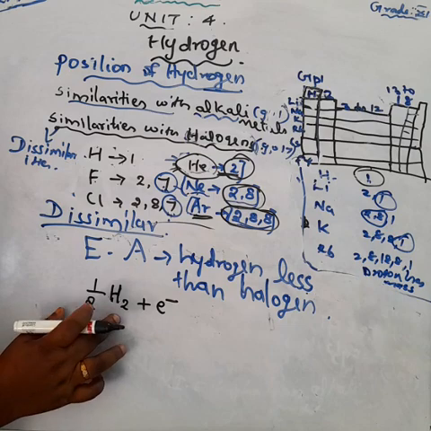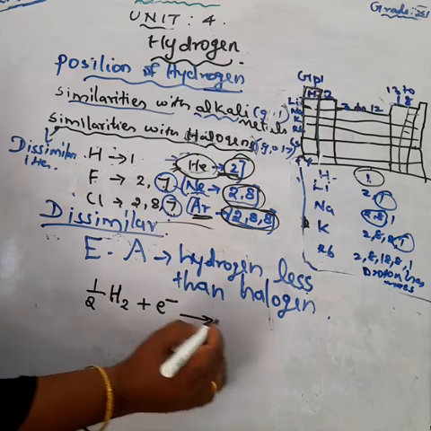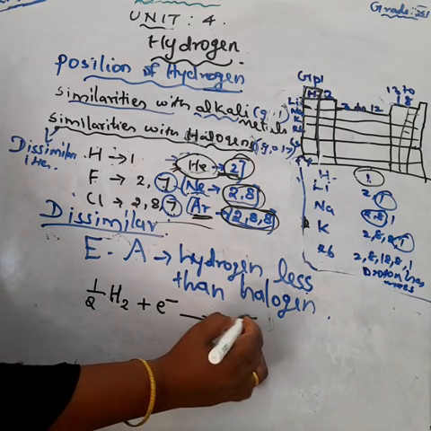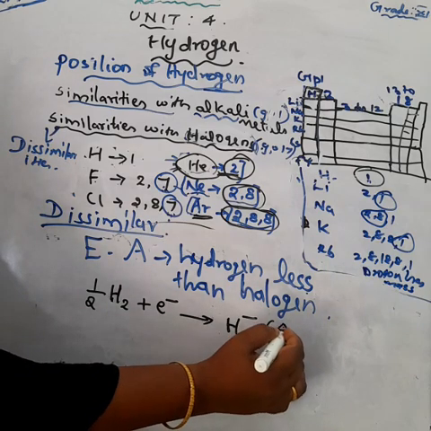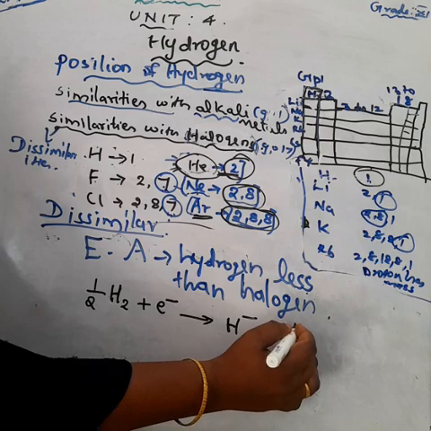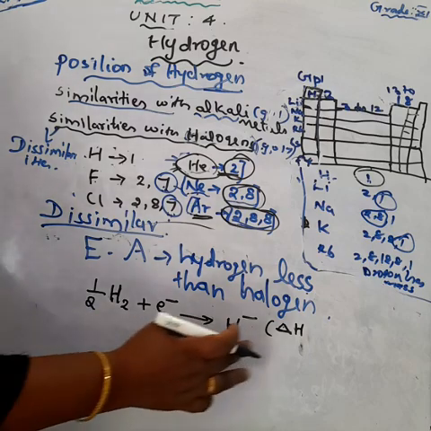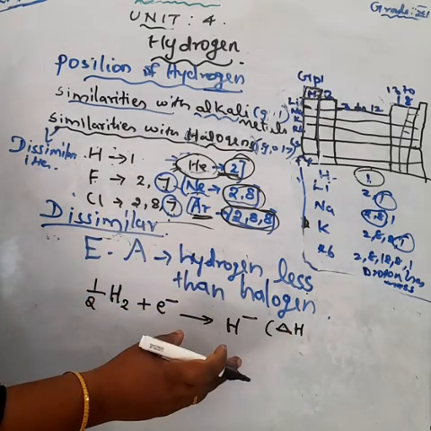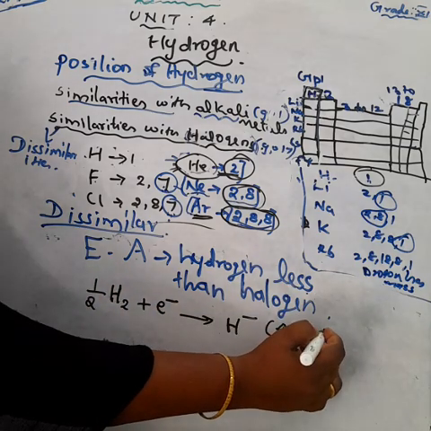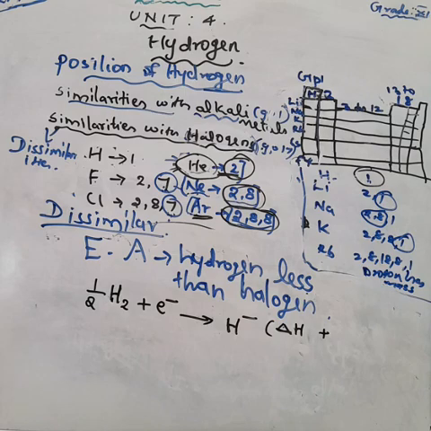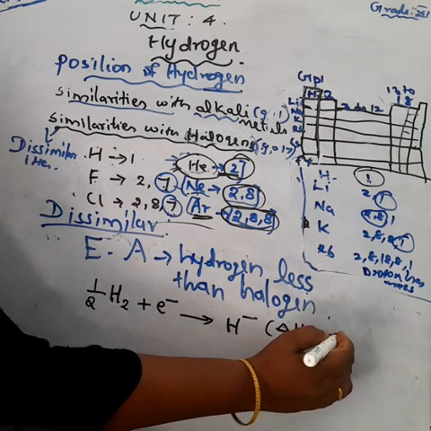Half molecule of hydrogen accepts one electron to form the hydride ion. When accepting the electron, the atom releases energy, which is called electron affinity. Electron affinity means the amount of energy released when an atom accepts an electron. Here the hydrogen atom accepts one electron to form the hydride ion, and the energy value given is delta H equal to plus 36 kilocalories per mole.